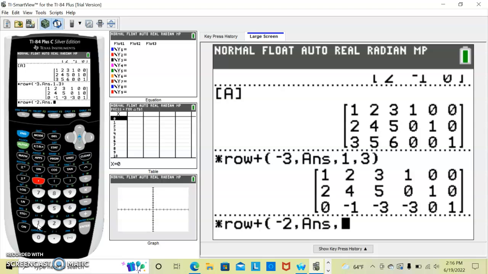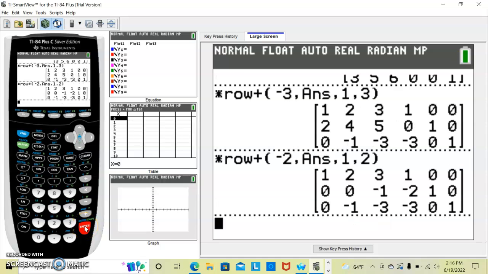And I'm going to multiply -2 by row 1 and then add it to row 2. Okay, so now we've got 2 zeros here, so that's kind of what I want the final row to look like, because the last row of the 3 by 3 identity is 0, 0, 1. So what I'm going to do is swap row 2 and row 3.